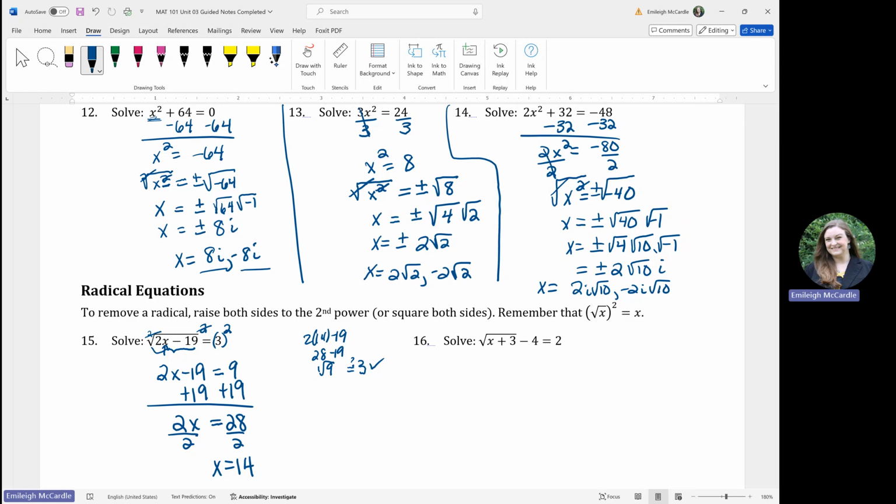All right, let's look at 16. In 16, I need to get that radical by itself first. So that means I need to put plus 4 on both sides before I square anything. That's going to give us the square root of x plus 3 equals 2 plus 4, which is 6. Now, how do I get rid of the square root? This is where I'm squaring both sides. So this is going to be x plus 3 equals 6 squared, which is 36. And then I can subtract 3 from both sides and get 33. And again, if I plug it in here, 33 plus 3 is 36. The square root of 36 is 6. 6 minus 4 does give me that 2. So that's a great way to check.